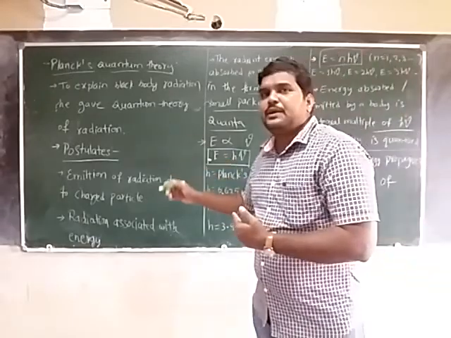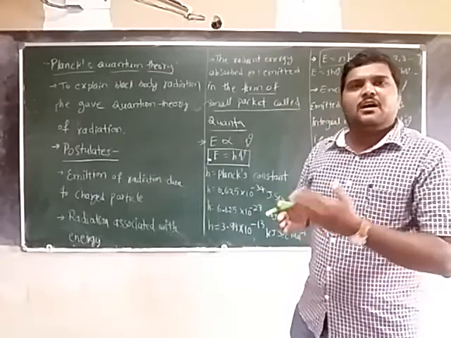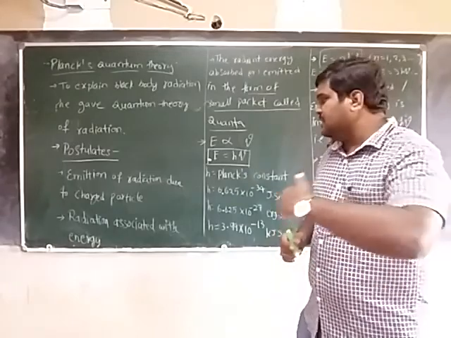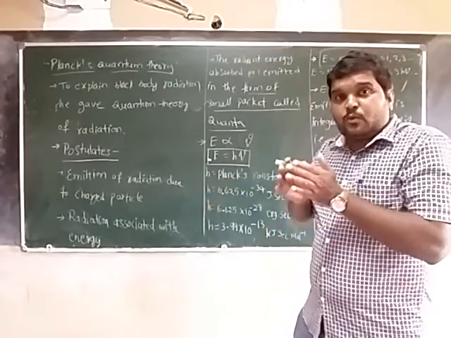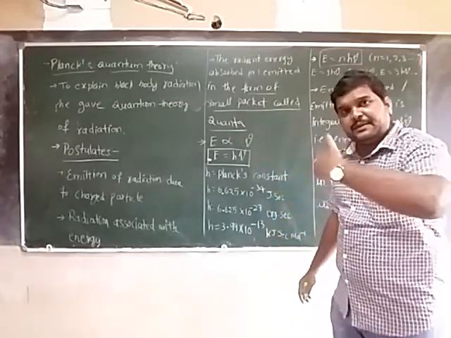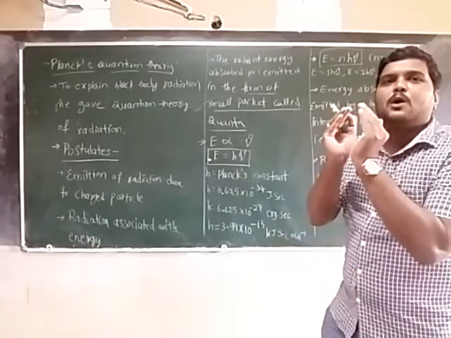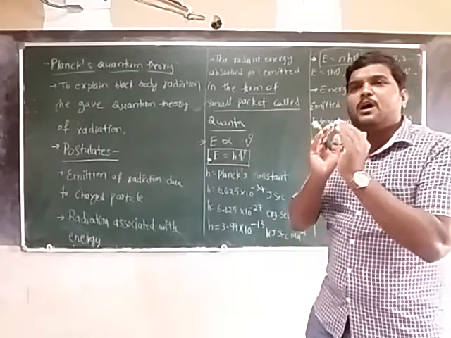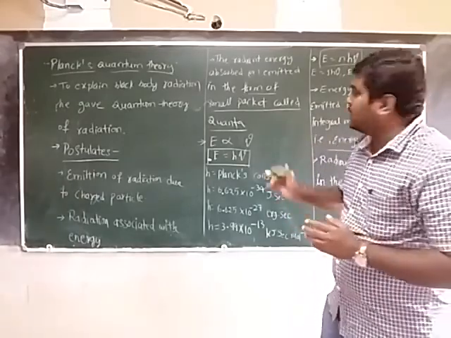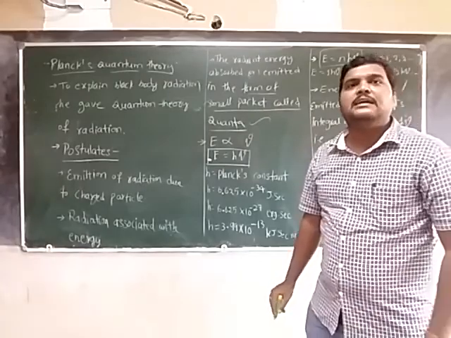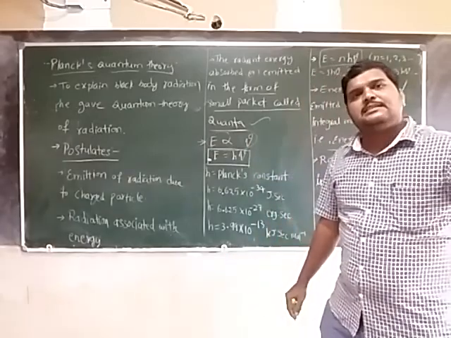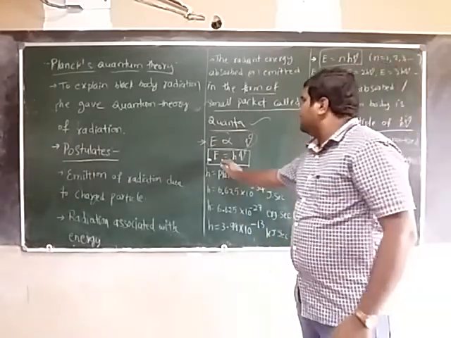So what are the important points? Emission or absorption of radiation is because of charged particles. The radiation is associated with some energy. The radiant energy, either emitted or absorbed, is in the form of small packets that we call energy packets, or quanta. E is directly proportional to h nu, so when frequency increases, energy increases. That is a direct relationship.